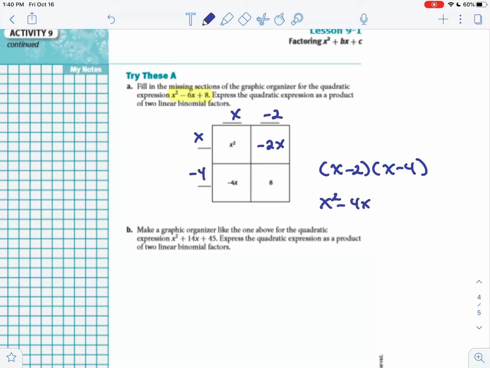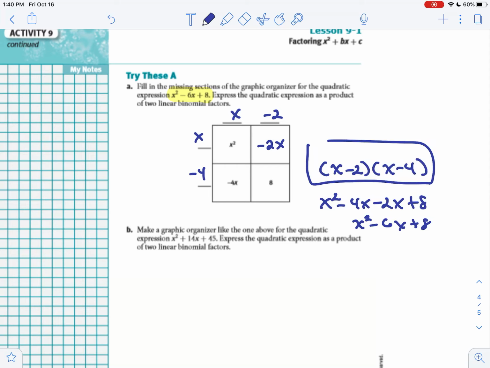And so we'll have our answer of x minus 2 times x minus 4. We can check it with FOIL. We can see we get x squared minus 4x minus 2x plus 8. So we do get x squared minus 6x plus 8. And so that's our answer.